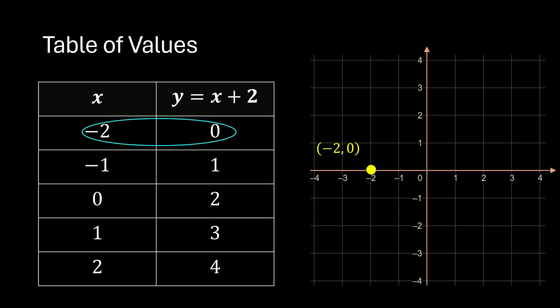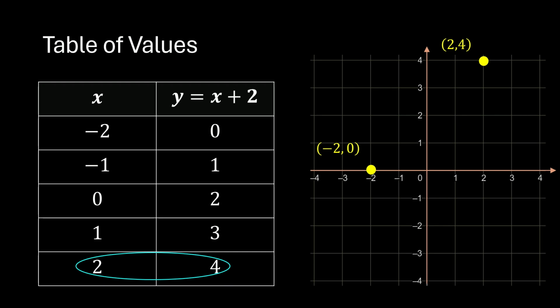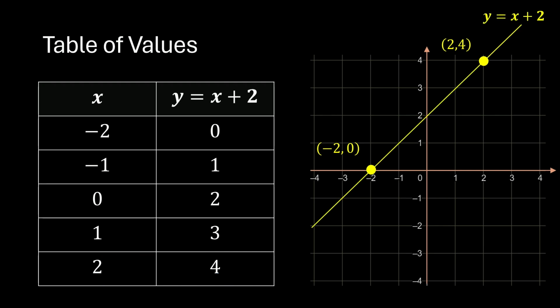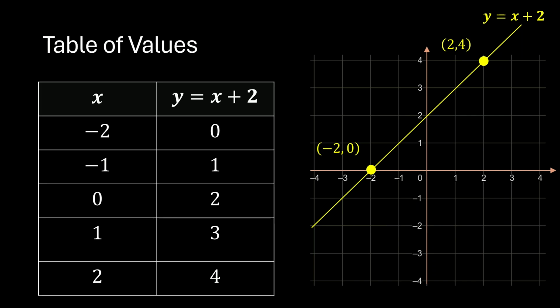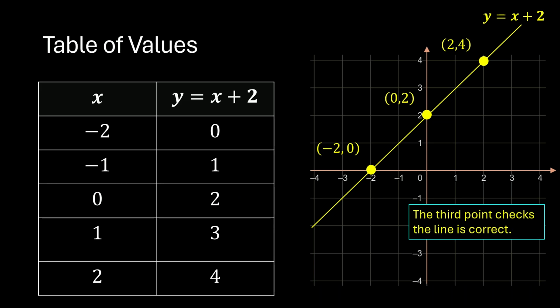We can now plot a couple of points. Here's (-2, 0), and here's (2, 4). And joining these points gives us the graph of y equals x plus 2. It is enough to find 2 points and plot them to draw a straight line. You can double check by including another point. So notice that when x equals 0, y equals 2. If we plot this as shown, we can see that the line goes through this point also.